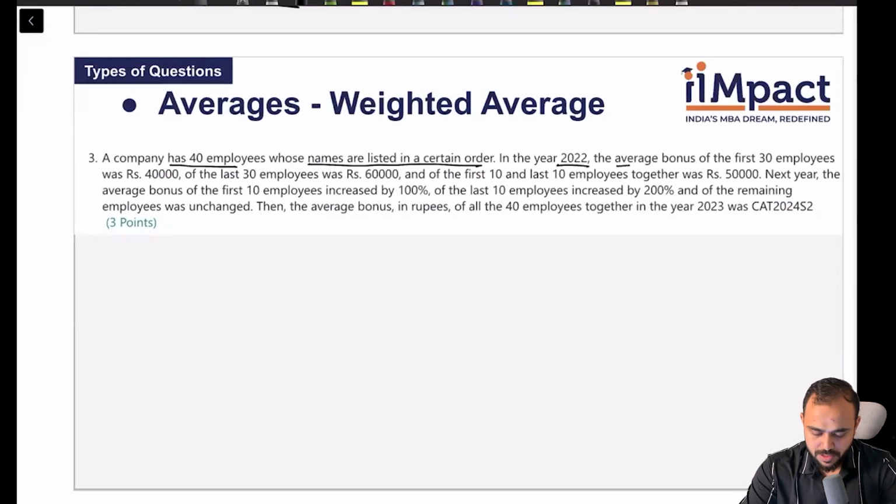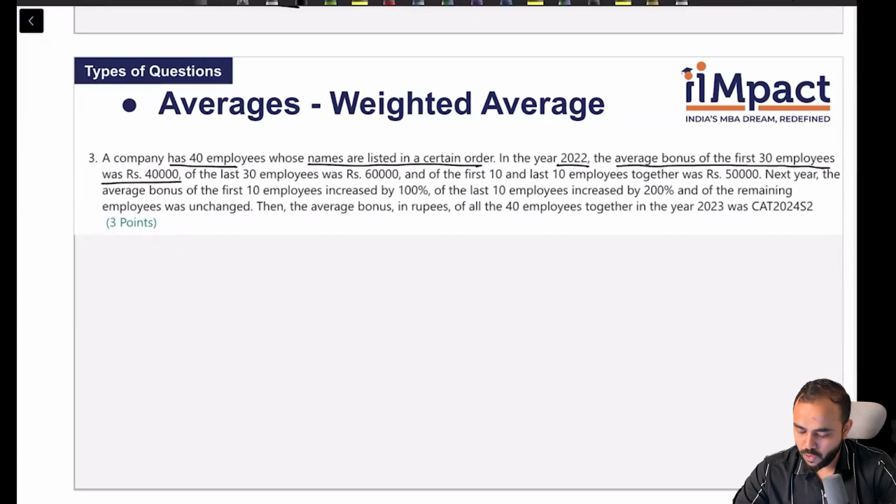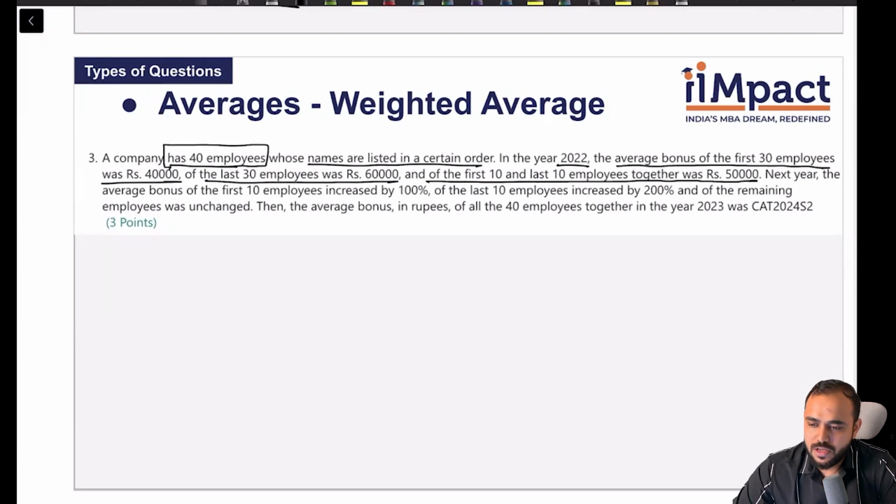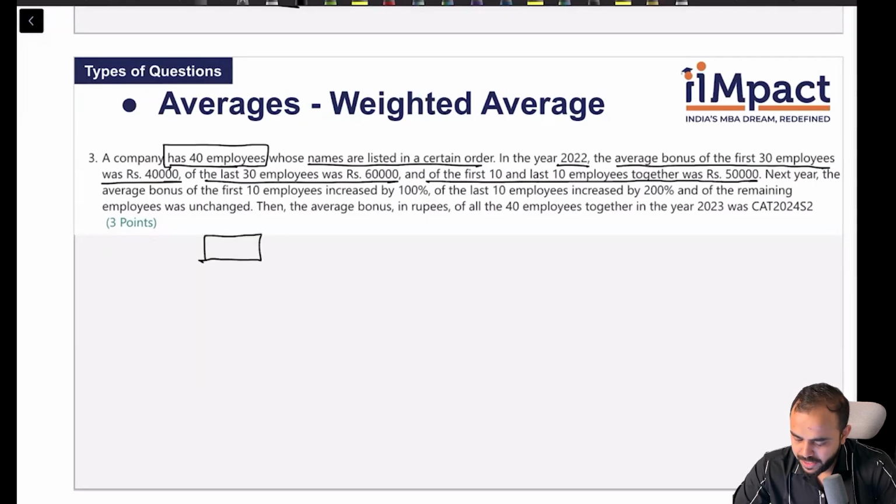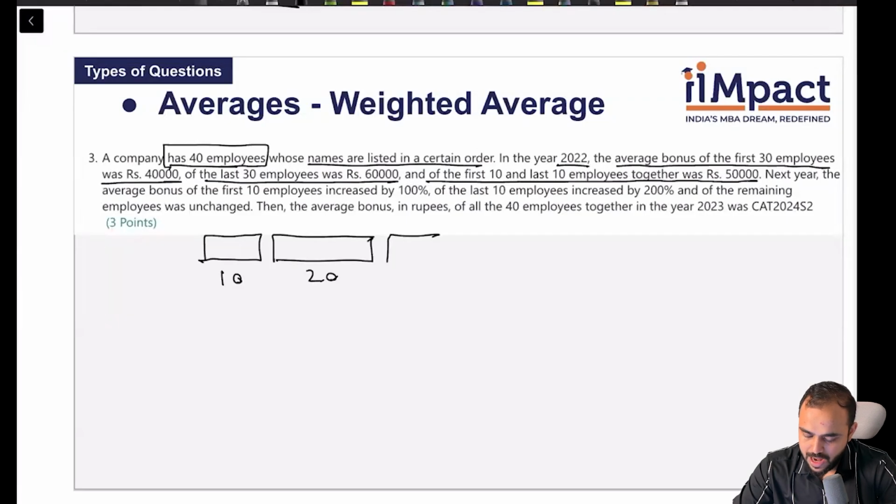In the year 2022, the average bonus of the first 30 employees was 40,000. The last 30 was 60,000. And of the first 10 and last 10 together was 50,000. Which means that this 40 employees, I should break into certain groups, of which I will deal with the averages. So what I am thinking is I will break it into first 10, then the middle 20, and then the last 10. And let me say that their averages are A, B, and C.